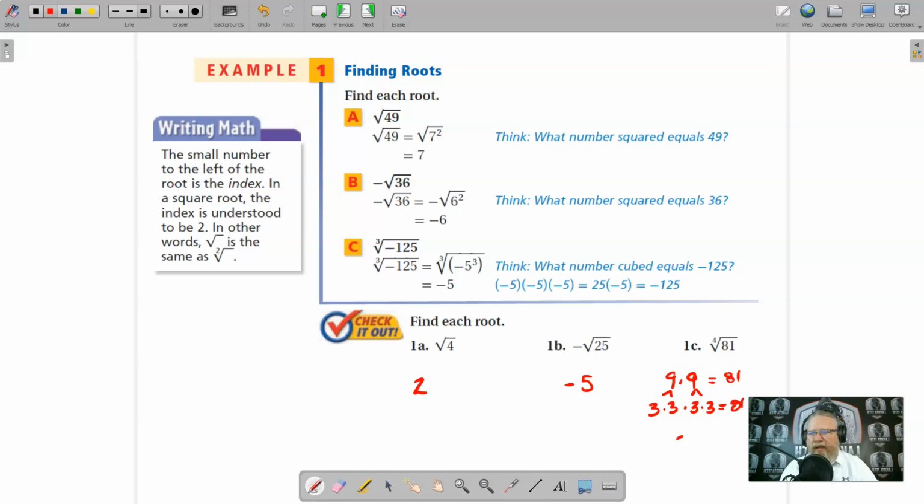Therefore, our answer is 3, because 3 times itself 4 times, which matches the value in the index, equals 81, which is our number that is underneath the radical symbol. The number underneath the radical symbol, even though it's not in this lesson, is called the radicand.